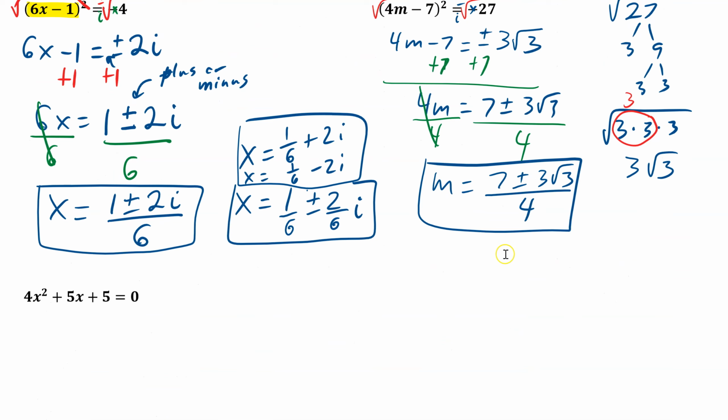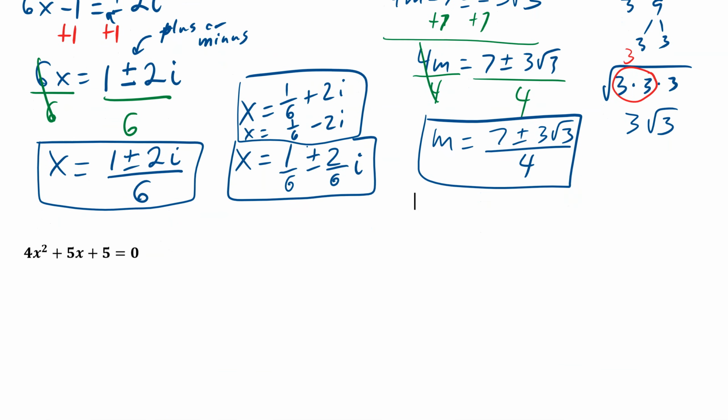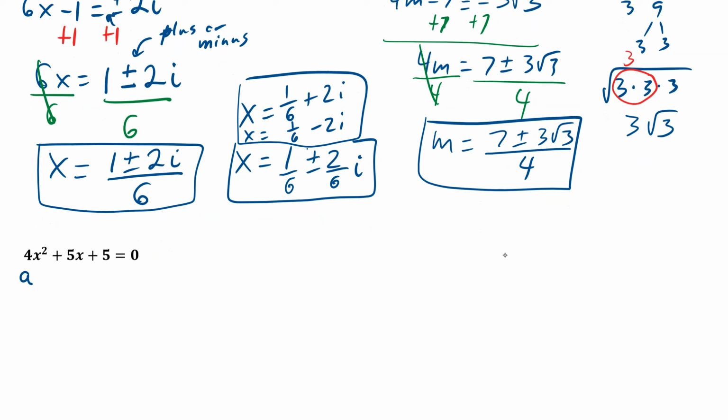All right, our last one now is quadratic formula. So these are just going to have imaginary solutions here. So our A is 4, our B is 5, and this is the reason. If you have a B, you're not using square root property. If there's no B or your B is 0, square root property.